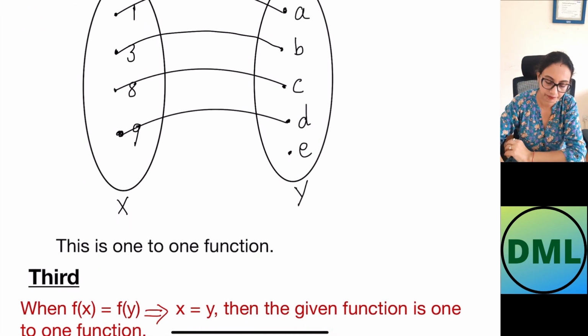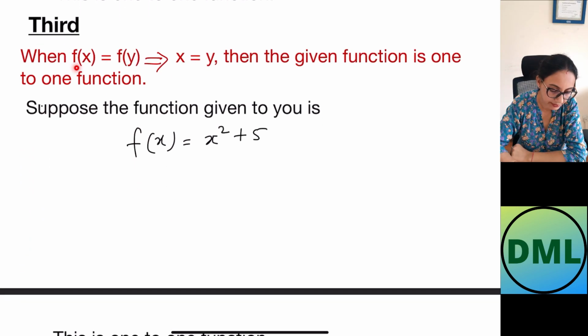Now let's see the third method. When we say that f of x is equal to f of y, if you can show that x is equal to y, then the given function is a one-to-one function. Suppose we take a function like f of x is equal to x square plus 5. What is the meaning of that? f of x is equal to f of y. That means I need to replace x with y and put them together as equal.